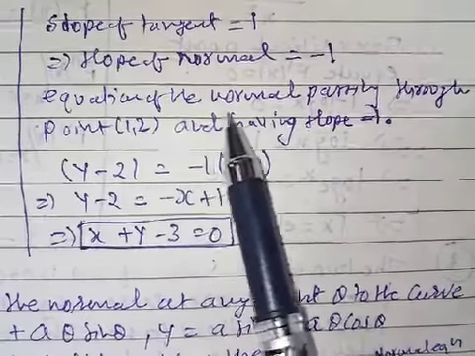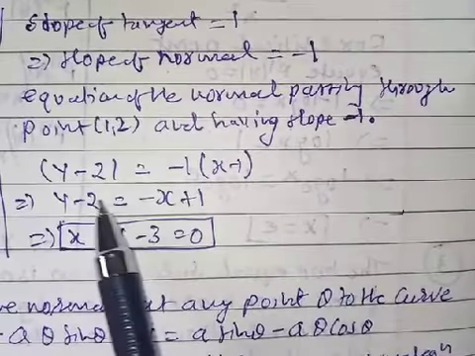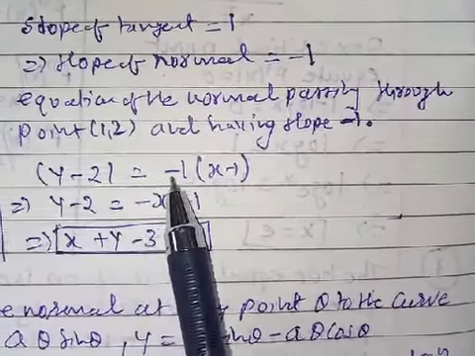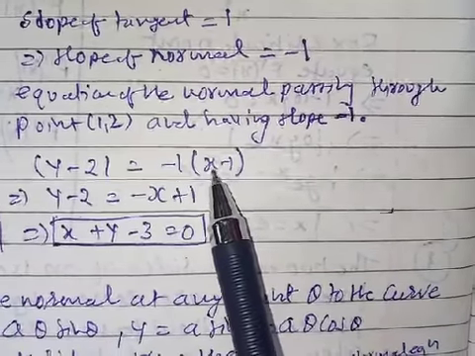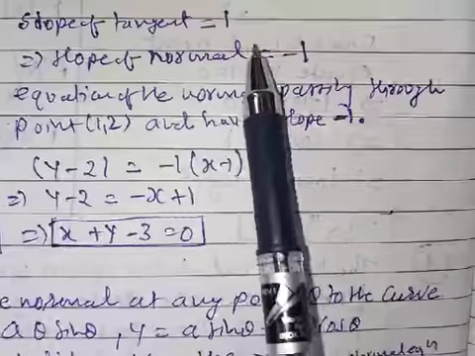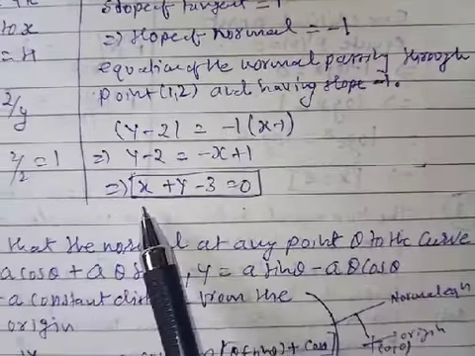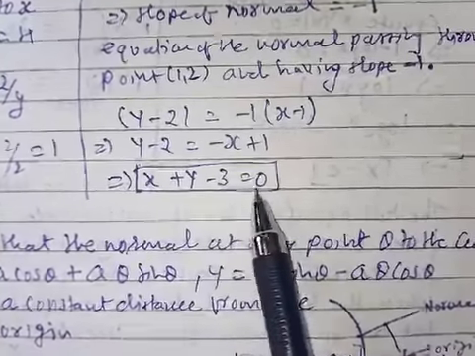So the equation of the normal passing through the point (1, 2) and having slope minus 1 is y minus y1, that is y minus 2 is equal to m, m is minus 1, times x minus x1, x minus 1. If you simplify it, you will get x plus y minus 3 is equal to 0.